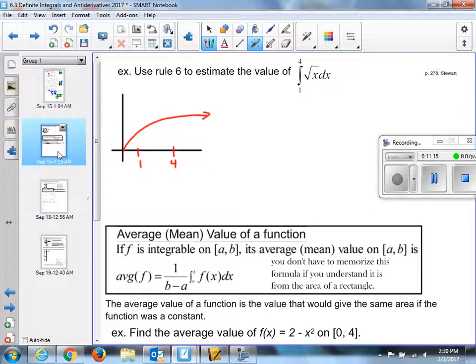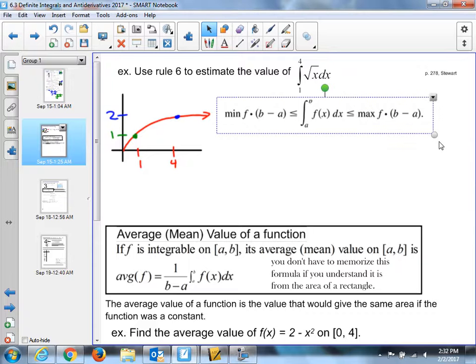So let's just take a look here. I think you know this function well enough that you would say square root of 1 is 1. Square root of 4 is 2. Right? Now, what are we going to do here?